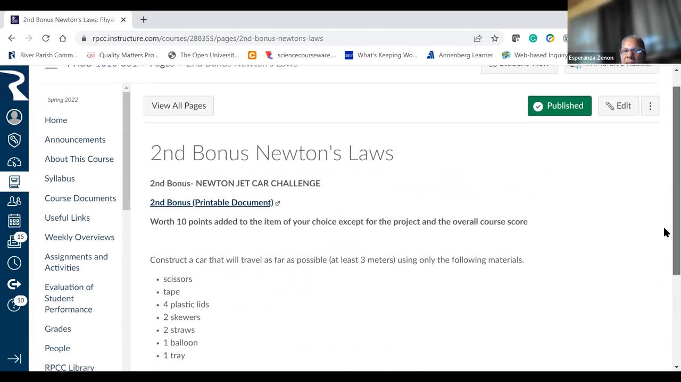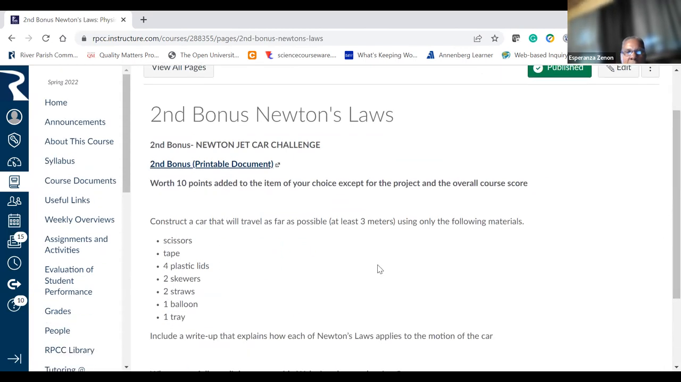So the second bonus opportunity deals with what I like to call my Newton jet car. The challenge is to build a car using the materials that I've listed and try to build it in a way that it'll travel as far as possible. I give an estimate, at least 3 meters. If it doesn't go 3 meters, hopefully at least it does move once you've built it and tested it.